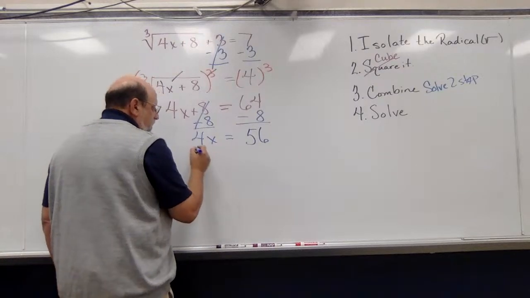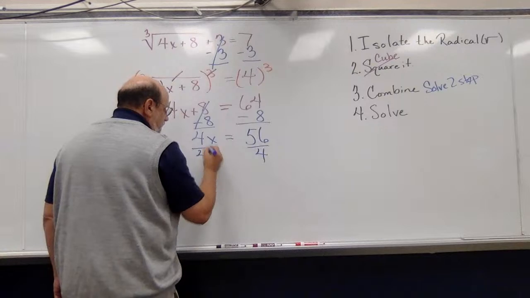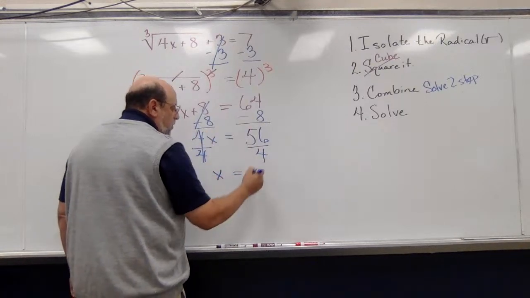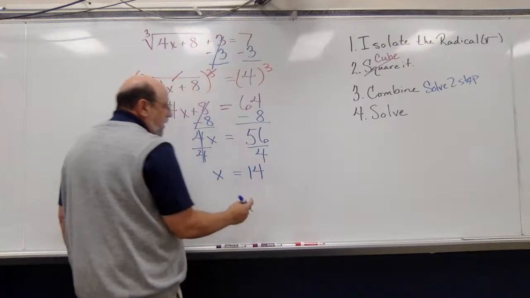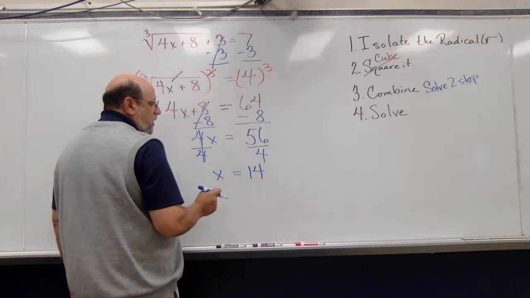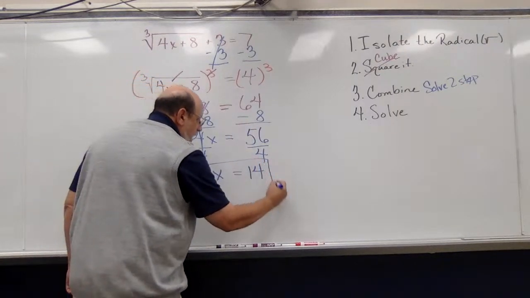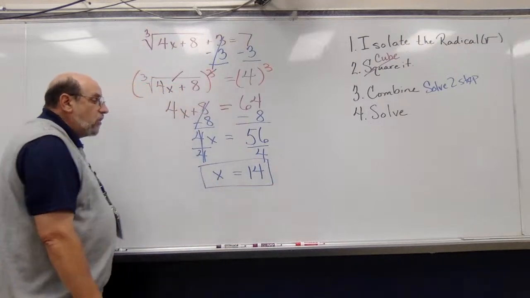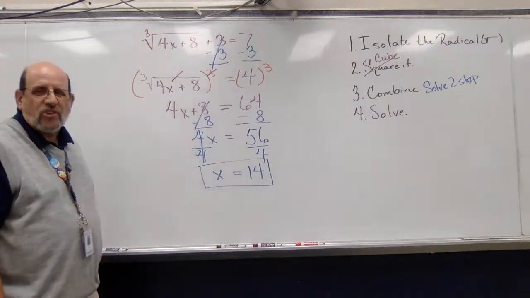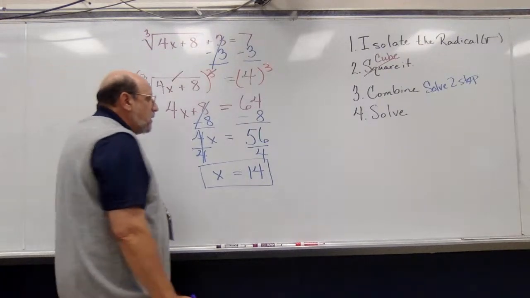And then we divide by 4, and that turns into a 1. So x equals, what is that, 14, right? Because 4 times 10 is 40, and 4 times 4 is 16. 40 and 16 is 56. That is our solution. What do we do? We throw it back into the beginning to see if it works out. That's all we're doing.